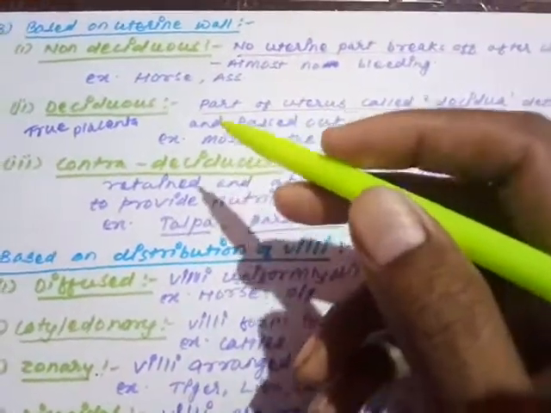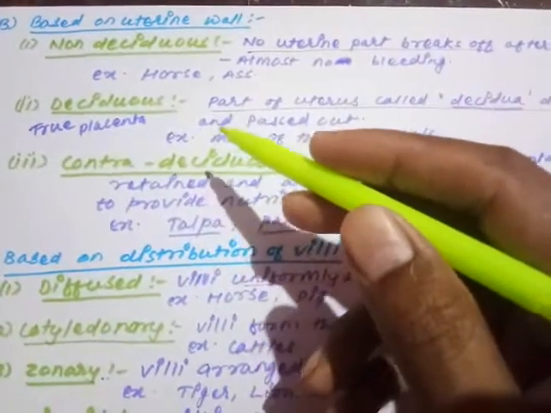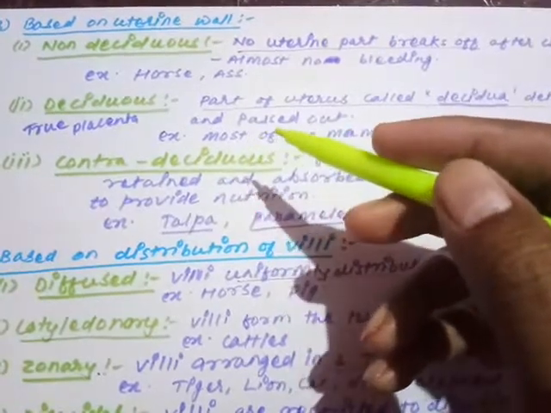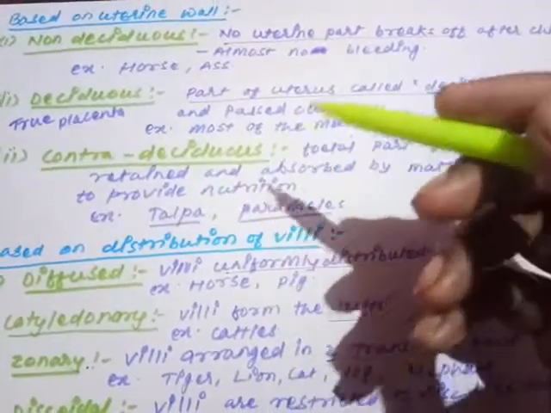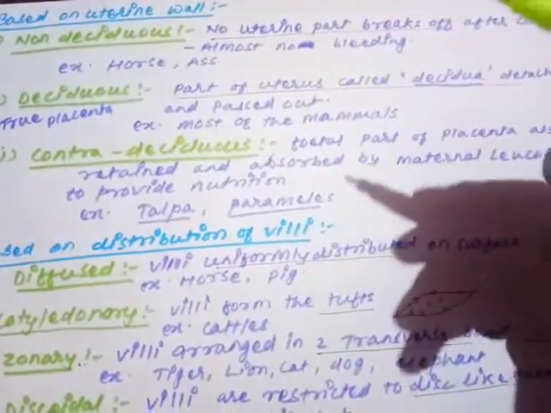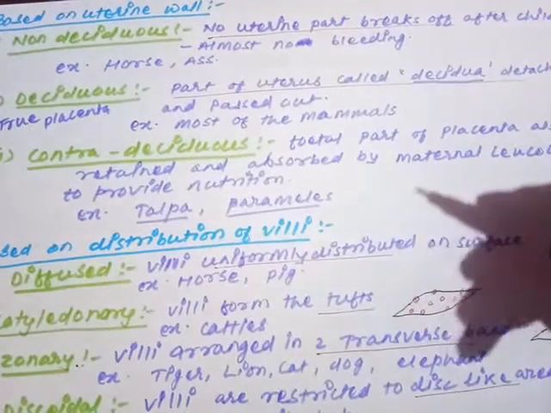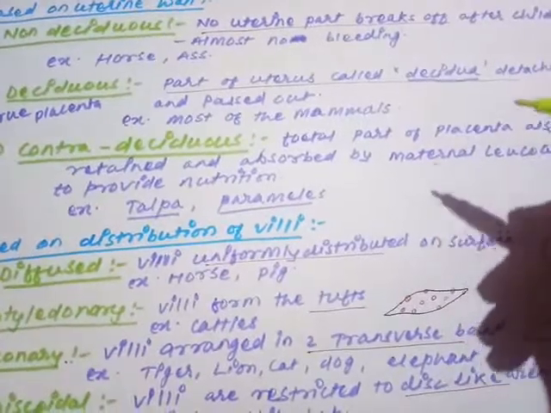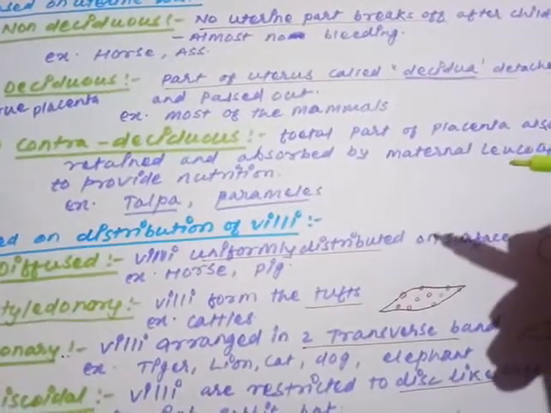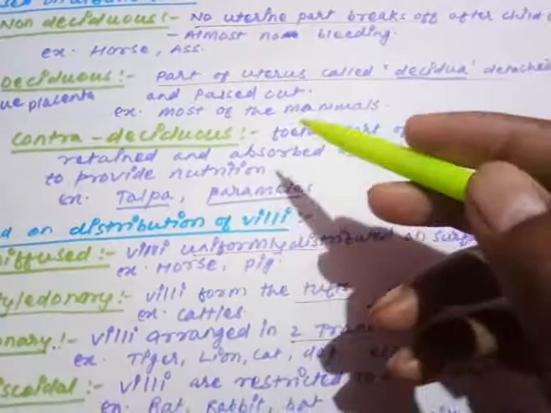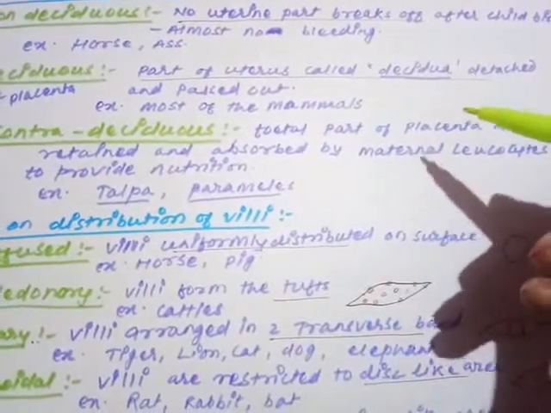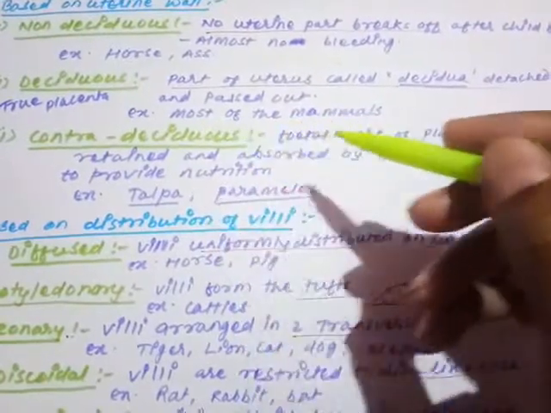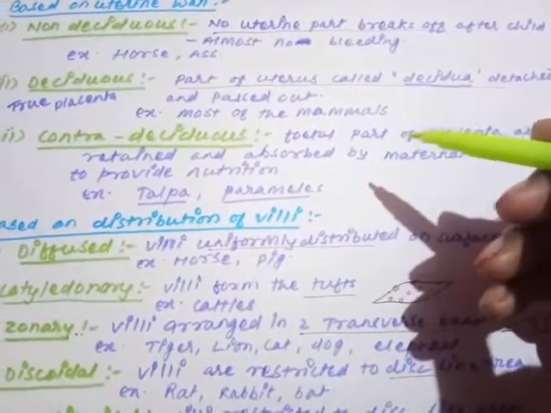So the second type, that is the true placenta, our most common type of placenta, present in most mammals, is called the deciduous placenta. Deciduous placenta means what? The part of the uterine endometrium called the decidua will fall off, detach after childbirth, and come out from the vaginal canal or birth canal. So the part of the uterus called decidua is detached and passed out with the childbirth. This is the true placenta, and most mammals have this kind of placenta.